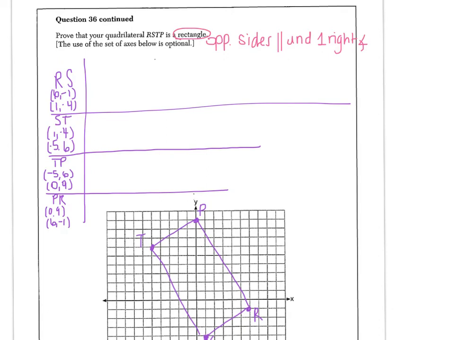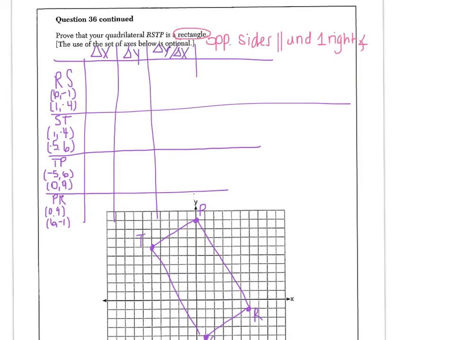Okay, so I have my table set up, and I'm going to remember that my columns are supposed to be change X, change Y, slope, and I'm also going to put Pythagorean Theorem in here, because if you don't remember that a rectangle has opposite sides parallel and one right angle, then you want to calculate all of these pieces: change X, change Y, Pythagorean Theorem, and slope. That way you have all of the information in your table here, and you could get a 4 out of 6 on this question if all of the previous work is correct.